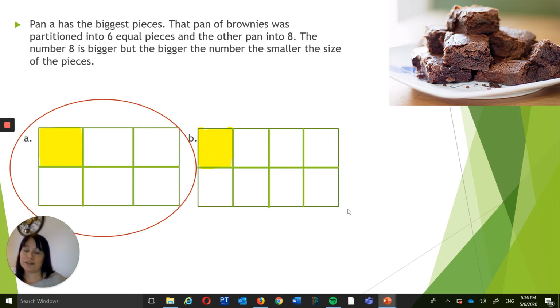So think about this. You have a pan of brownies and you can either have this piece and share it with 5 more of your friends, or you can have the exact same sized pan of brownies and eat this piece and share the rest with 7 of your friends. Would you rather have this piece or this piece? Well, if you like chocolate as much as I do, I'm sure you said A.